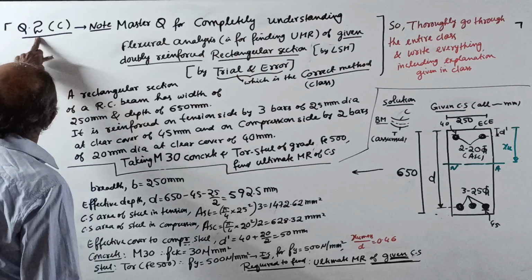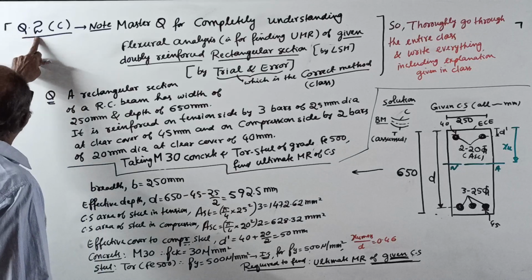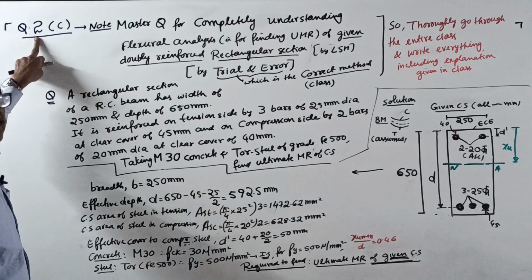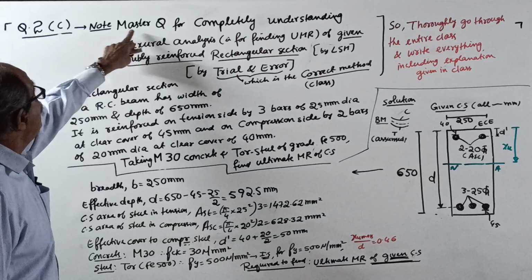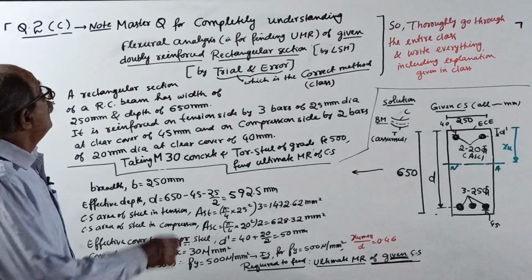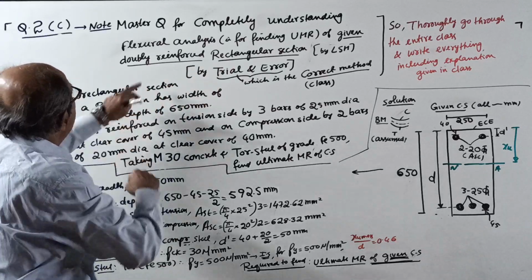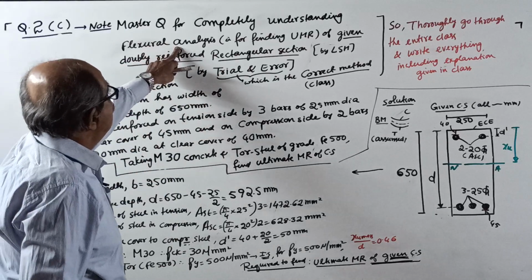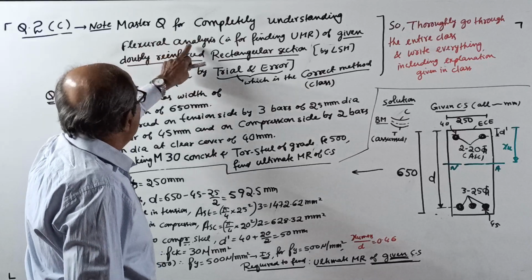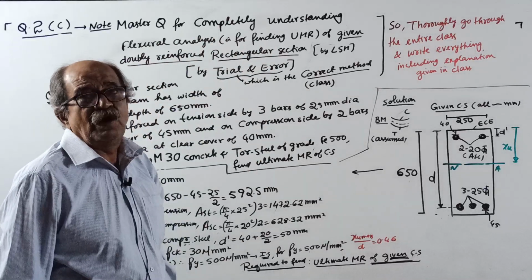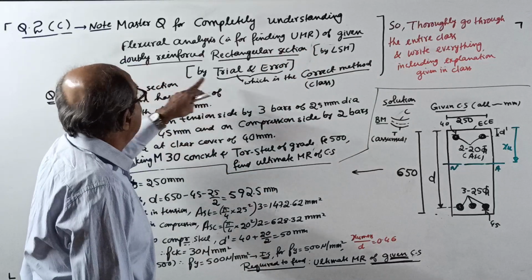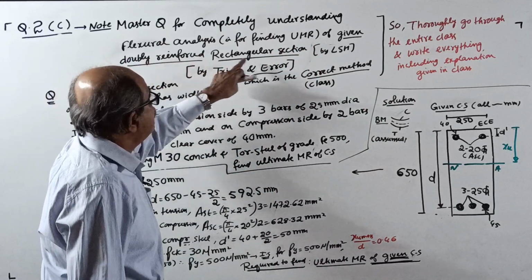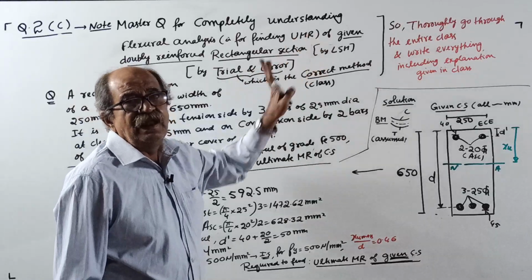Question number 2. Two stands for torch steel, C means third question. Note, it is a master question for completely understanding flexural analysis, means finding the ultimate moment of resistance, short form UMR, of a given cross section, a given doubly reinforced rectangular section, which we are doing by limit state method.